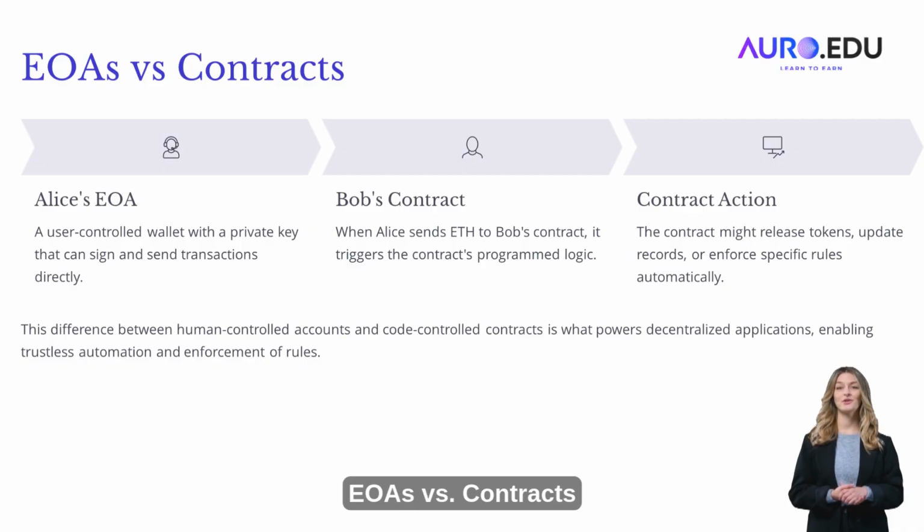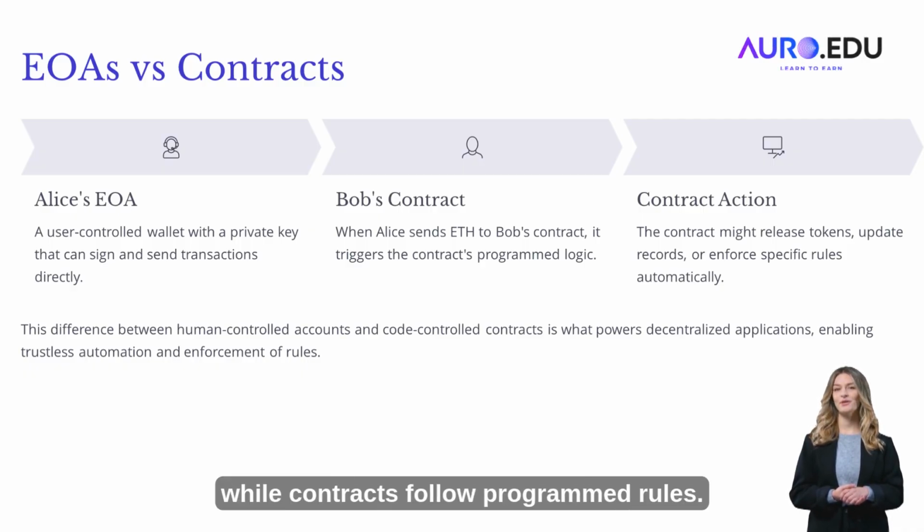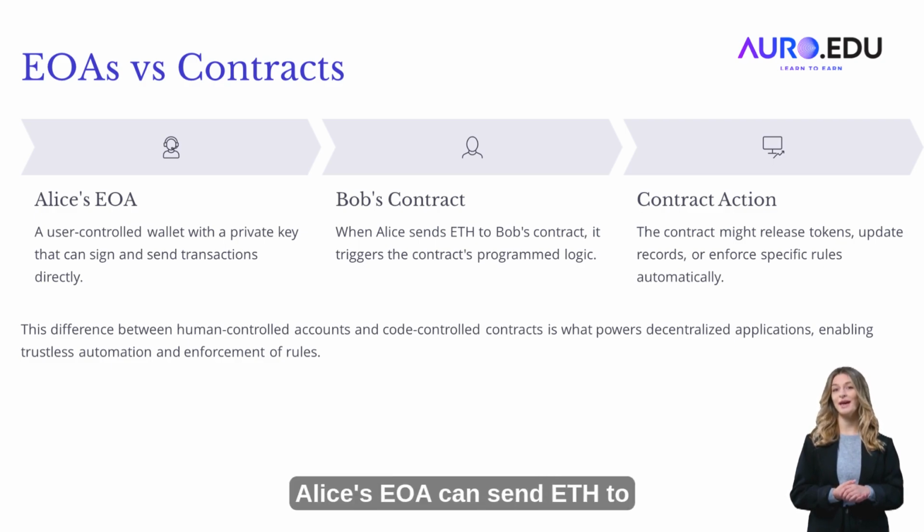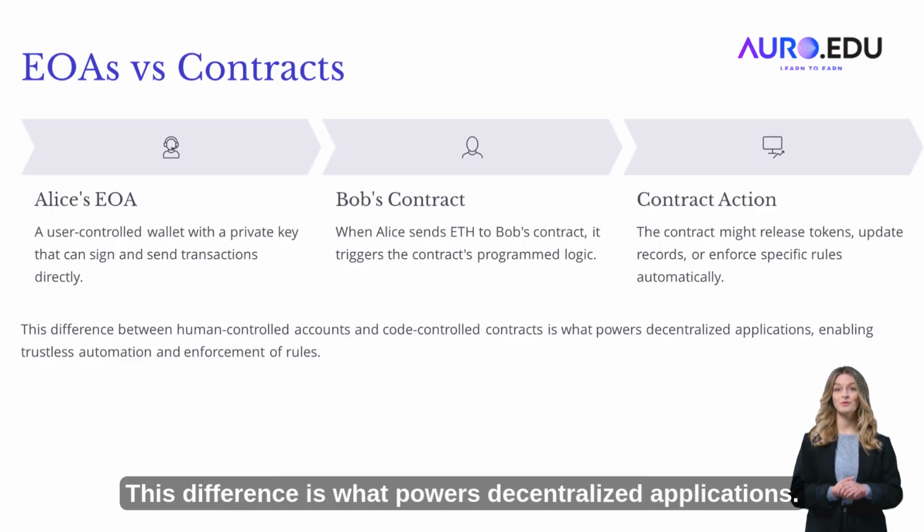EOAs versus contracts. EOAs belong to people, while contracts follow programmed rules. For example, Alice's EOA can send ETH to Bob's address. If Bob has a contract account, Alice triggers its logic instead. That contract might release tokens, update a record, or enforce rules. This difference is what powers decentralized applications.